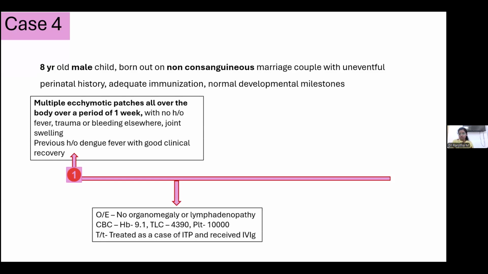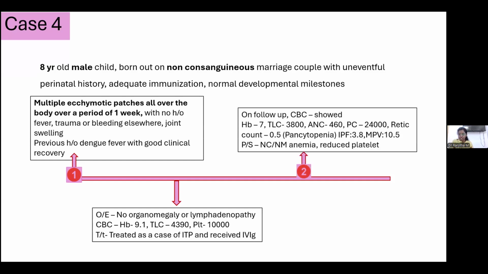On examination, he did not have any lymphadenopathy or organomegaly, and his first CBC revealed hemoglobin of 9.1, total counts of 4,390, and platelet count of 10,000. The child was diagnosed provisionally as ITP, and he received IVIG for the same. But on follow-up, CBC showed hemoglobin of 7 and total counts of 3,800, but this time ANC was 460 and platelet count was 24,000. And retic count was 0.5%, leading on to a pancytopenic picture. And his IPF was low, 3.8, with MPV being normal.